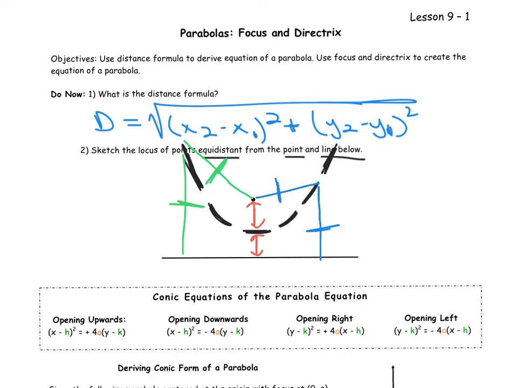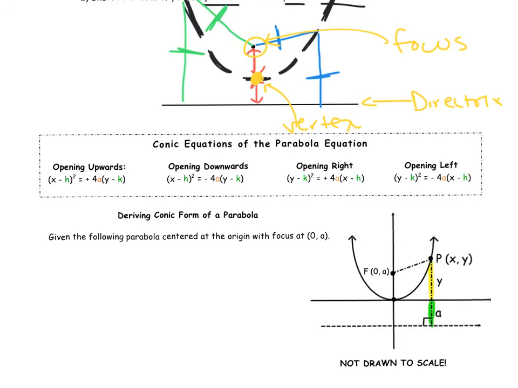So where we call this part here, that would be my vertex. This line here would be the directrix. And then this point here is the focus. Three really big key pieces here. Okay? So let's go through some more definitions and vocabulary.